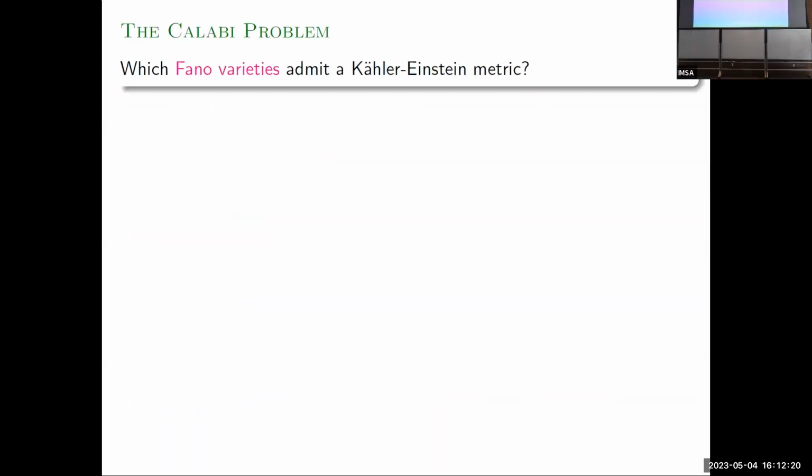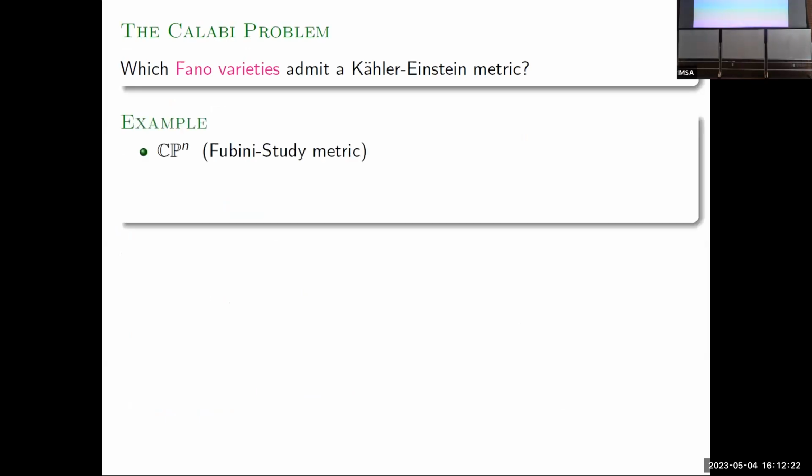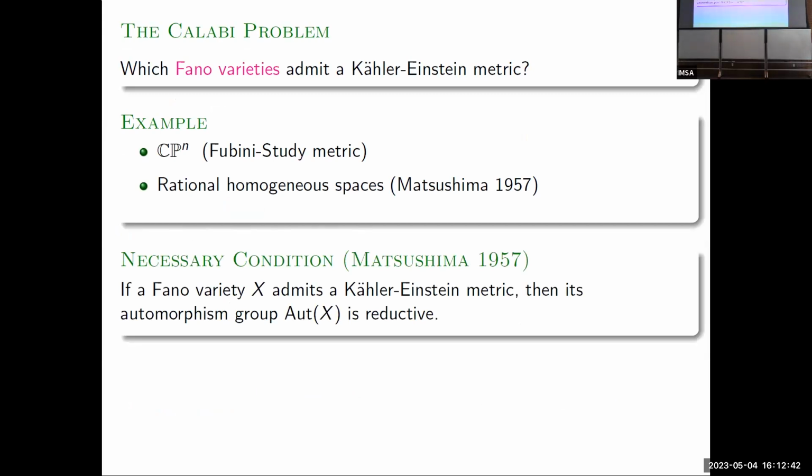So, let's see which Fano varieties admit the Kähler-Einstein metric. Some examples: on projective space, the Fubini-Study metric is in fact a Kähler-Einstein metric, and more generally any rational homogeneous space admits a Kähler-Einstein metric. Now, on the negative side, this was already known to Matsushima, and it was also discussed this morning, that if a Fano variety admits a Kähler-Einstein metric, then necessarily its automorphism group must be reductive.